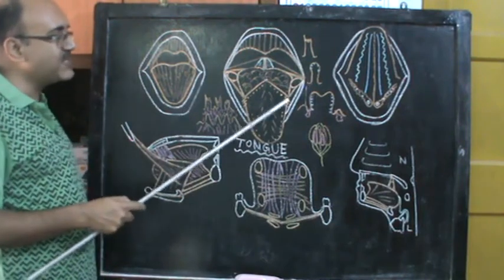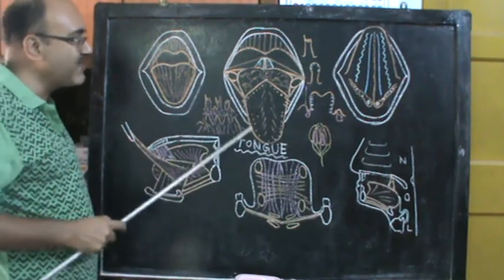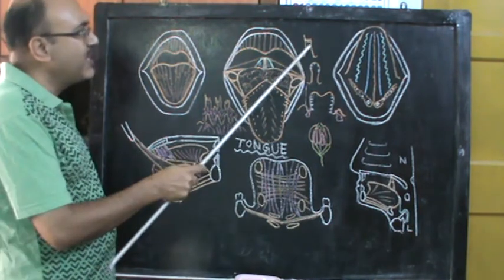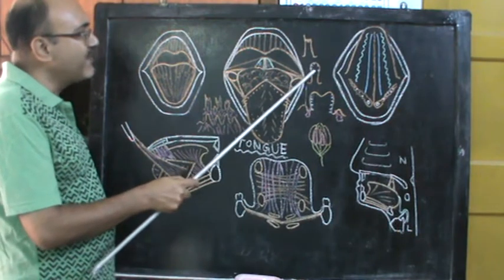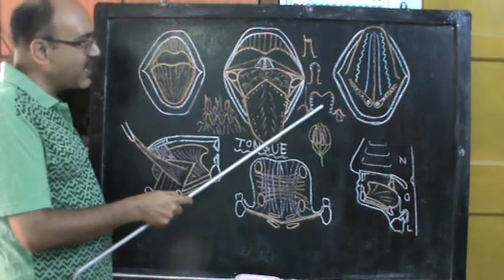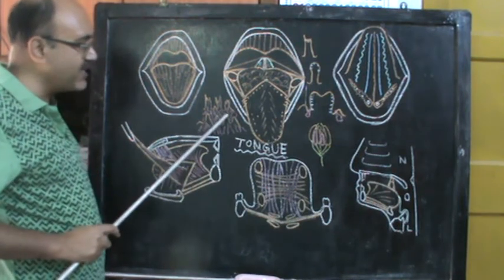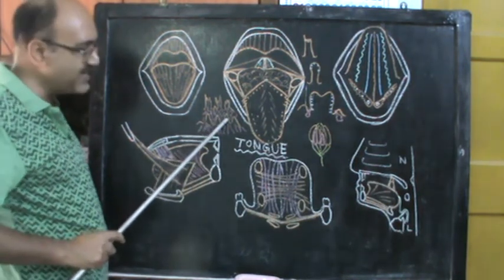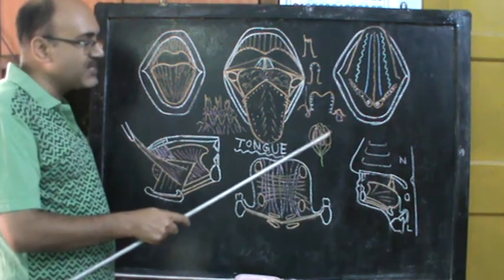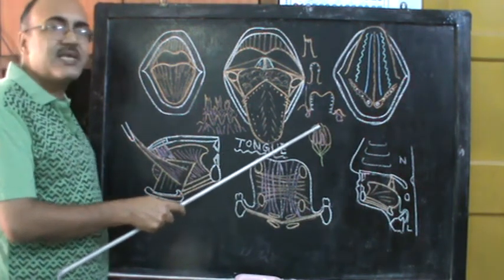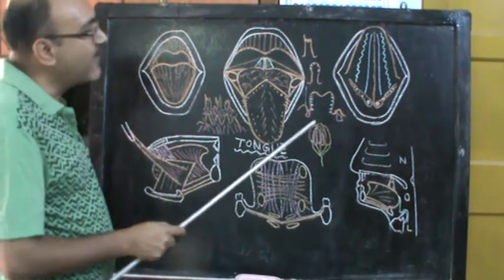So from this picture we have studied the mucous membrane coating the tongue, the stratified squamous epithelium, the filiform papilla, the fungiform papilla, the circumvallate papilla, the foliate papilla, the dermoepidermal junctional papilla or the papilla simplicis, and the taste buds with the gustatory cells, supporting cells, taste pores, and the filaments within.